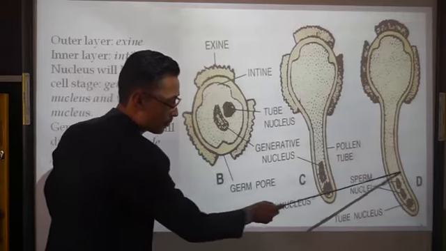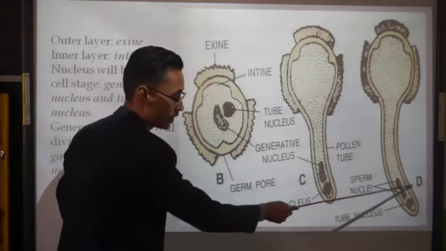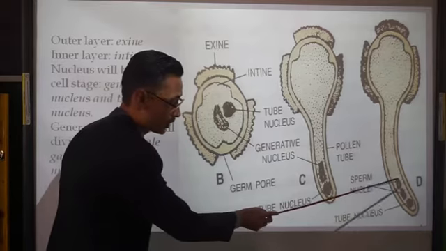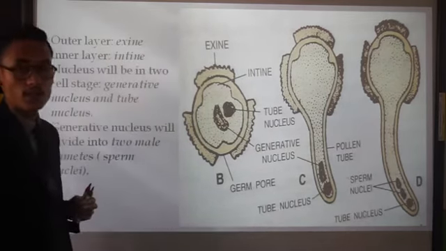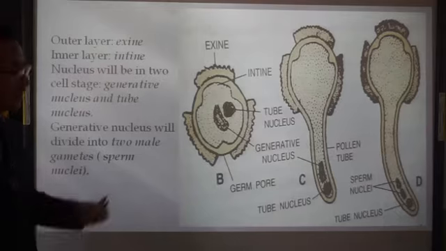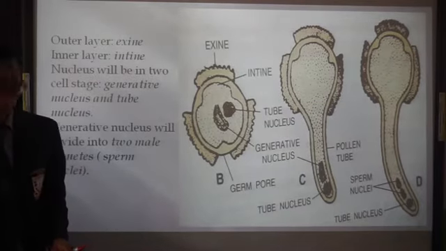So these two sperm nuclei will help in fertilization, in the fusion of gametes. Clear? So these two sperm nuclei are very, very important to ensure fertilization in flowers. I have cleared for you the pollen grains. Now let's go to the next slide.